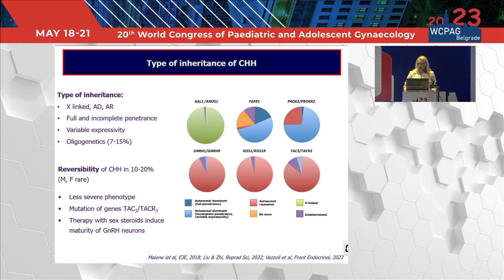Various types of inheritance can be present in our patients: X-linked, autosomal dominant or recessive, with full or incomplete penetrance, with variable expressivity, and oligogenicity, as I told. Reversibility is also possible in this genetic disorder. It is a very rare phenomenon, especially in females, but we can expect it in patients with a less severe phenotype, in such mutations of these genes, which are listed here. And it is proposed that therapy with sex steroids may induce the maturation of GnRH cells, and then we have the reversible form of CHH.